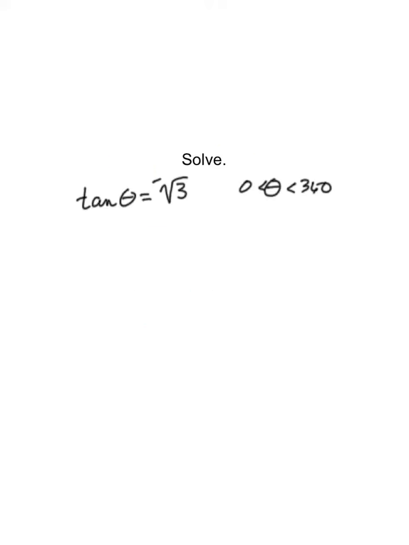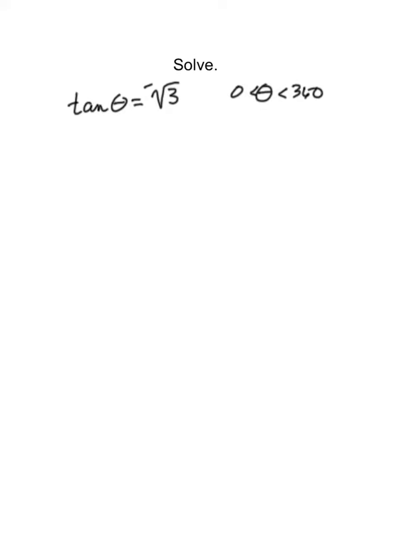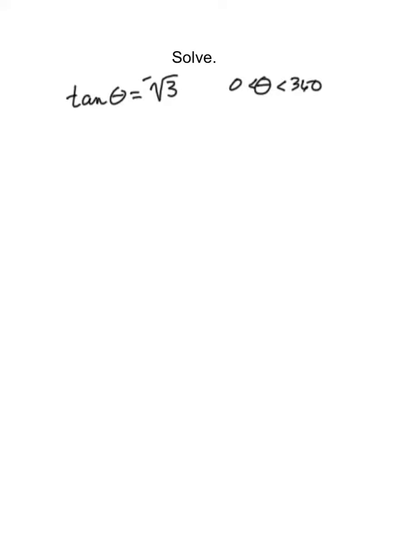Next, I want to look at a problem that involves tangent. So again, we're going to do the first step, look for our reference angle, and we're going to look in the first quadrant for where tangent is square root of 3. Well, we know that tangent in our unit circle is equal to y over x.